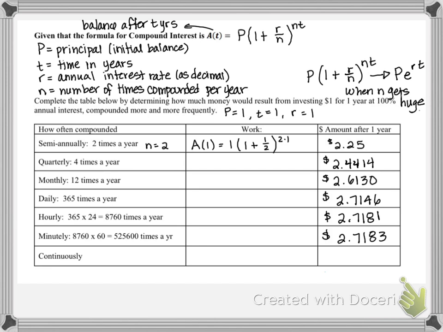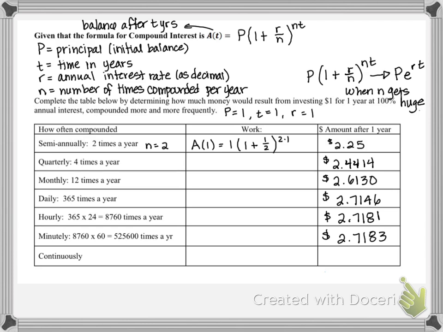So that's just saying that if you were to graph both of these with different values of N, as N got bigger and bigger, the graph of your periodic compounding function would get closer and closer until it was basically identical to the graph of this continuous compounding function, which is the one that involves E.